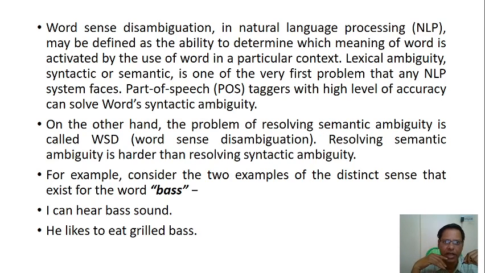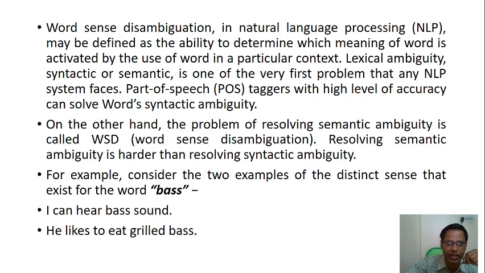Word sense disambiguation in natural language processing may be defined as the ability to determine which meaning of a word is activated by the use of the word in a particular context. A particular context is nothing but limited information connected within its boundaries. Getting my point?